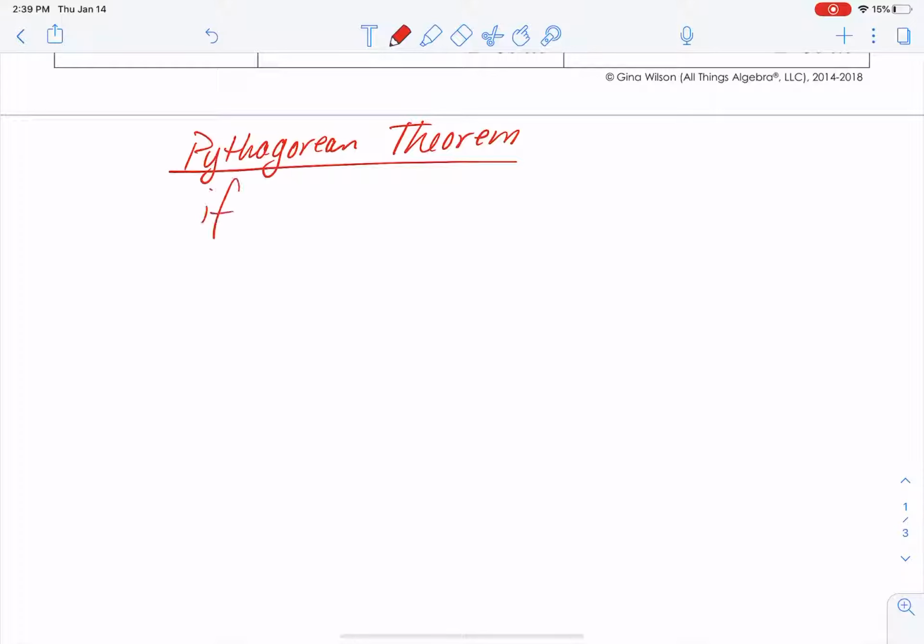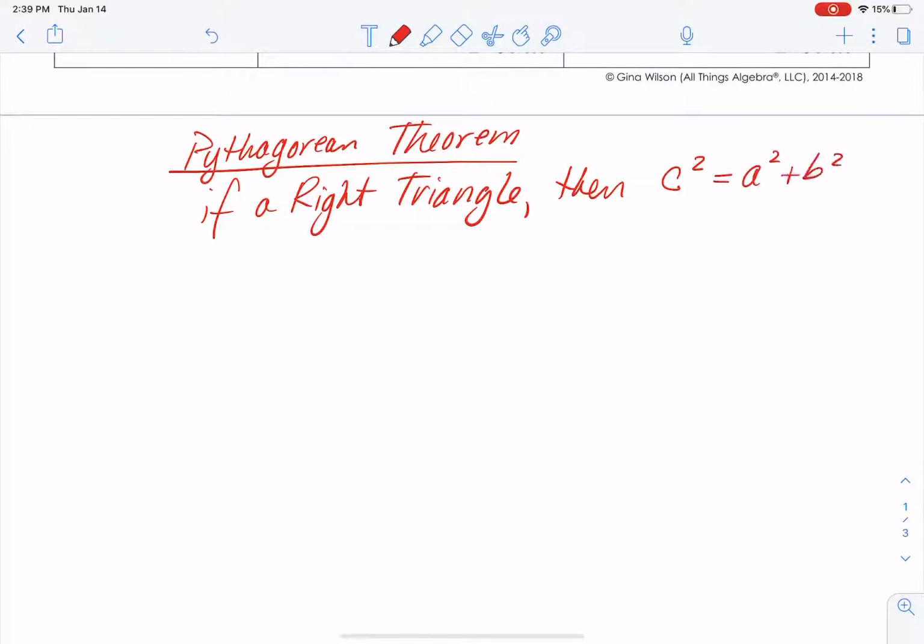states that if you have a right triangle, that means it's given to you as being a right triangle, then you can say that the hypotenuse squared equals the sum of the squares of the legs, a squared plus b squared. That means that if you're given a diagram that looks like this, and you have your legs labeled A and B, and your hypotenuse is C, if I know it's a right triangle, then I can use c squared equals a squared plus b squared to solve for any of the sides that might be missing.